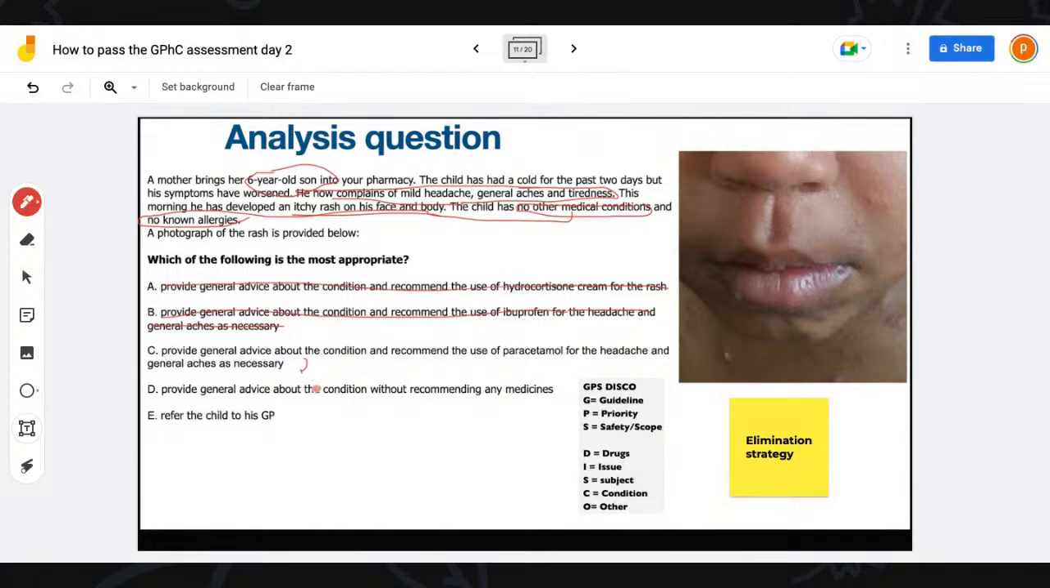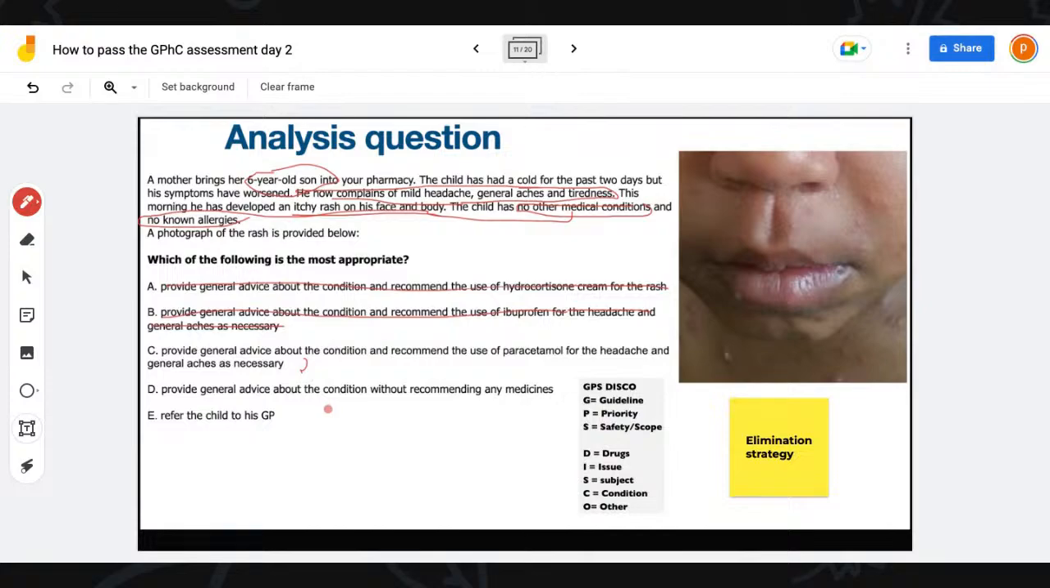So the next one, D, provide general advice about the condition without recommending any medicines. So providing general advice is good. Perhaps you might say to yourself, I don't want to recommend anything because I don't know what this is. It's a child and the child has been sick for the past 2 days, complaints of headaches, general aches, tiredness. I will refer this patient. So you may go, I'm going to go for E, refer the child to the GP. I don't know what this is. It's been a few days. This child is in pain. Refer the child to the GP.